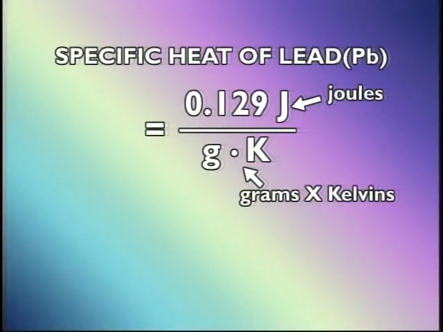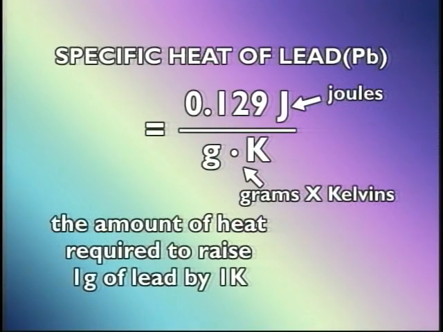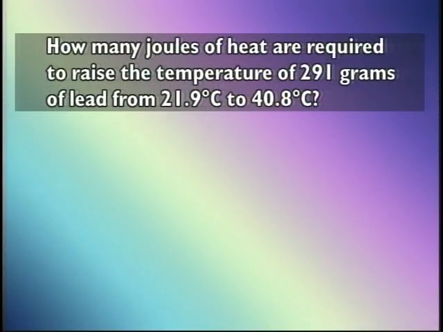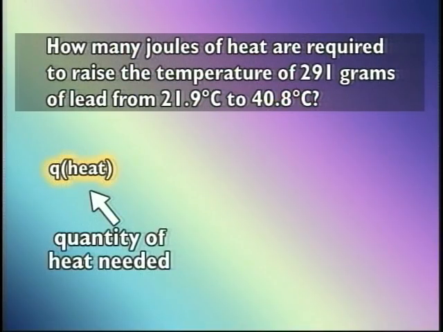The specific heat of lead is 0.129 joules over grams times Kelvin. So that's the amount of heat required to raise 1 gram of lead by 1 Kelvin. You can find this number on a specific heat chart in your book. So how many joules of heat are required to raise the temperature of 291 grams of lead from 21.9 degrees Celsius to 40.8 degrees Celsius? We'll use this new formula to find out.